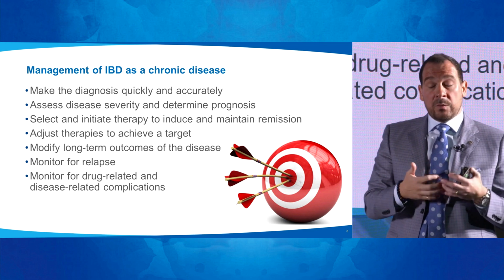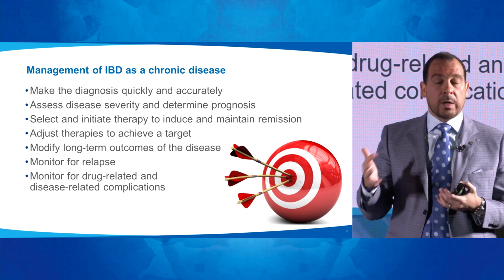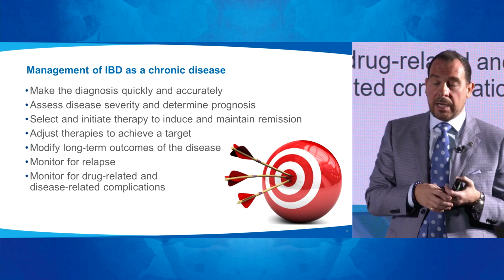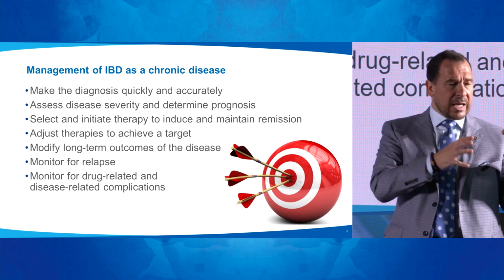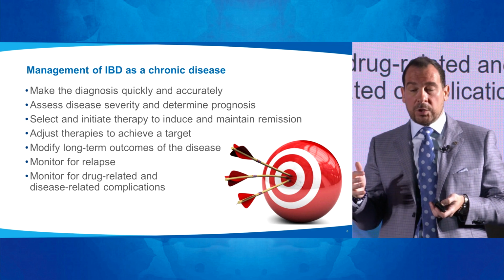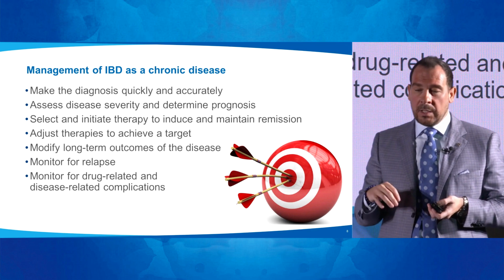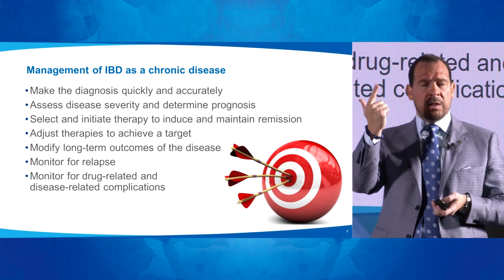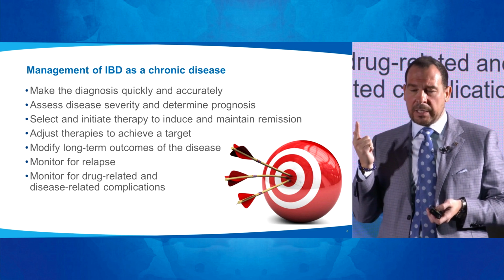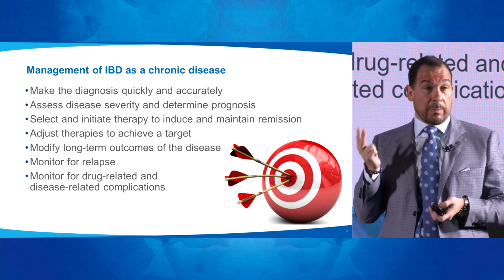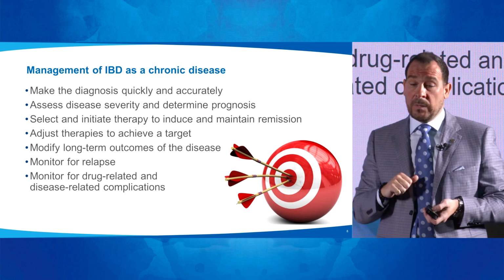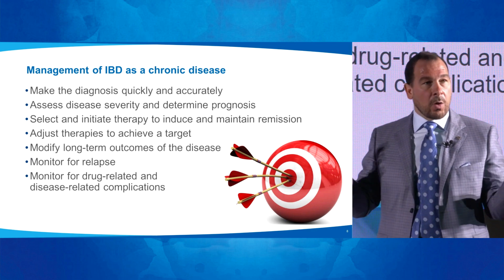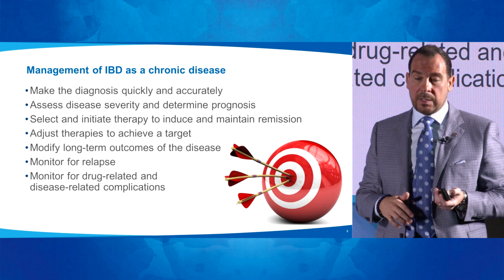Certainly in the environment that you're in, you want to be able to make the diagnosis quickly and accurately. You want to be able to assess disease severity, and we'll talk more about that, and determine the prognosis. Select that initial therapy and induce and maintain remission, and the speed at which you do that is important. That not only involves access to drugs, but the confidence of the physician, as we'll highlight later today, as well as the education of the patient. And all of that takes time. We want to adjust therapies to achieve a target, which you heard about yesterday, and try to modify the long-term outcomes of the disease.